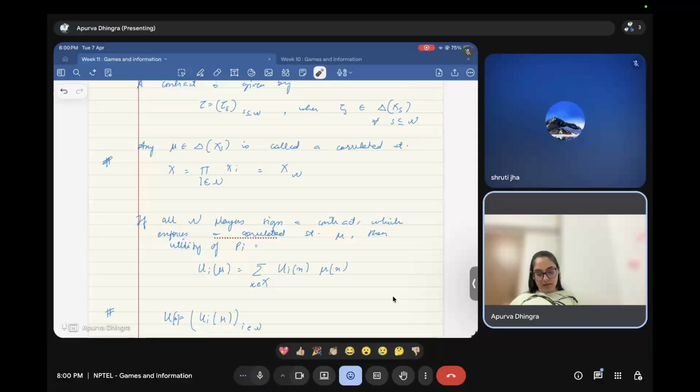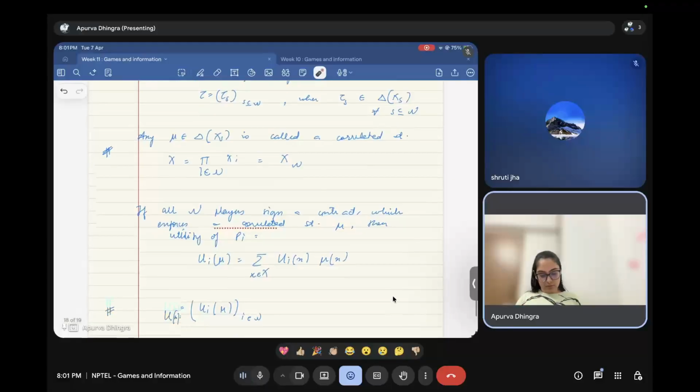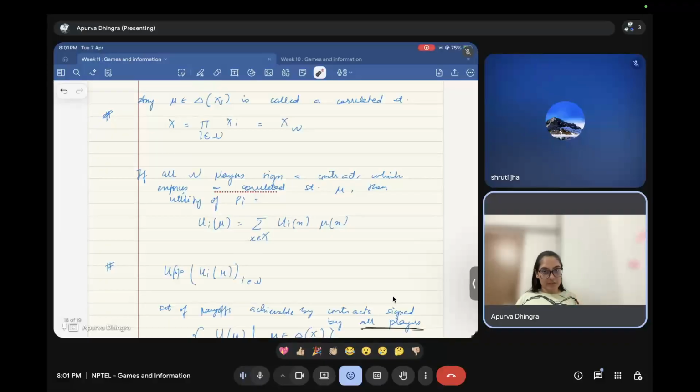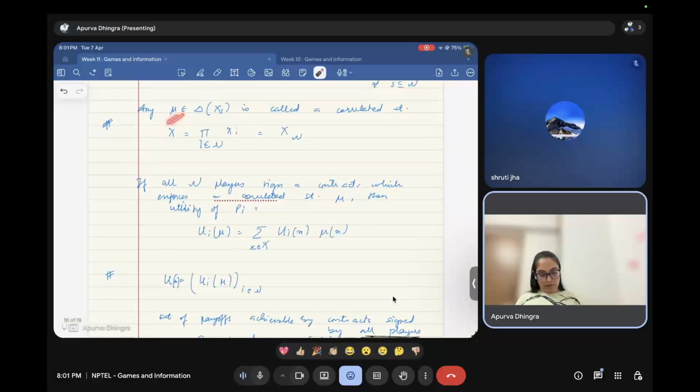So any distribution mu is called a correlated strategy if it refers to the scenario where everybody is entering into a contract. If everybody is entering into a contract, then there are no outliers, so everybody is a part of it. And if that happens, then what we are ultimately doing is we are looking at expected utilities, and the expectations are with respect to these mu values.